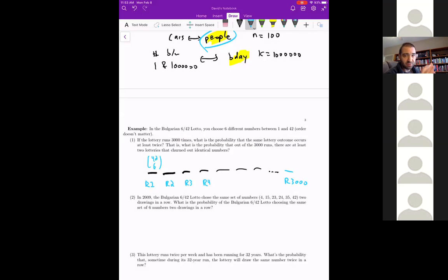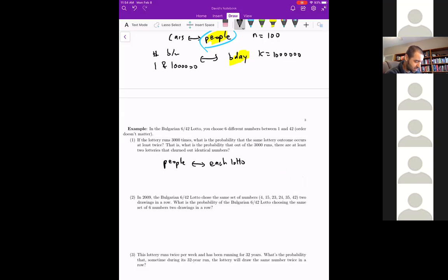Yeah, so each individual run has the same number of options, right? 42 choose 6, just like each human being has an option between 1 and 365 for their birthday. So as soon as you make that observation, you're like, okay, let me get rid of this. Now what's playing the role of the people is each lotto run, and what's playing the role of the birthdays is the 42 choose 6 possible lotto outcomes.